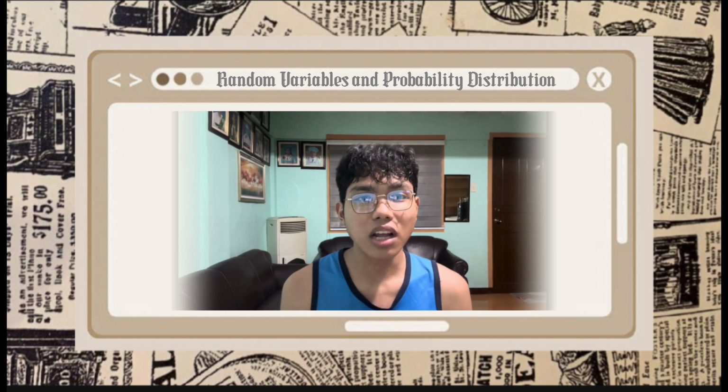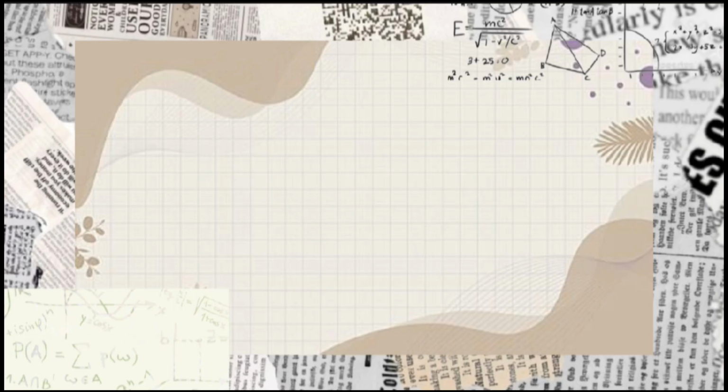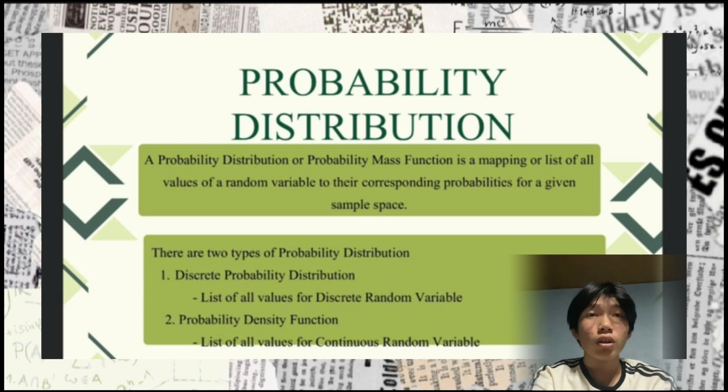In this video, we're gonna talk about random variable and probability distribution. But first, what is random variable and probability distribution? A probability distribution or probability mass function is a mapping or list of all values of a random variable to their corresponding probabilities for a given sample space. There are two types of probability distribution. Discrete probability distribution is a list of all values for a discrete random variable, and probability density function is a list of all values for a continuous random variable.